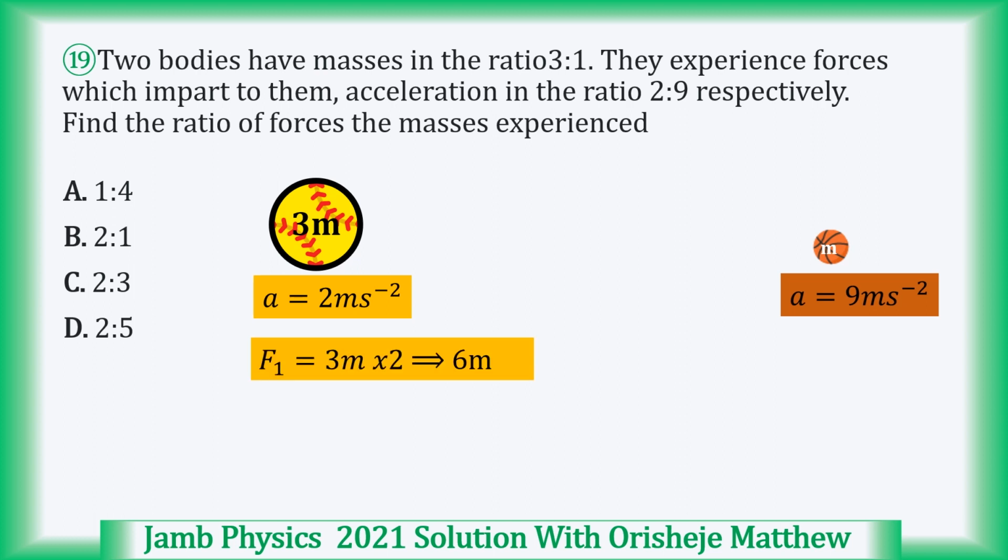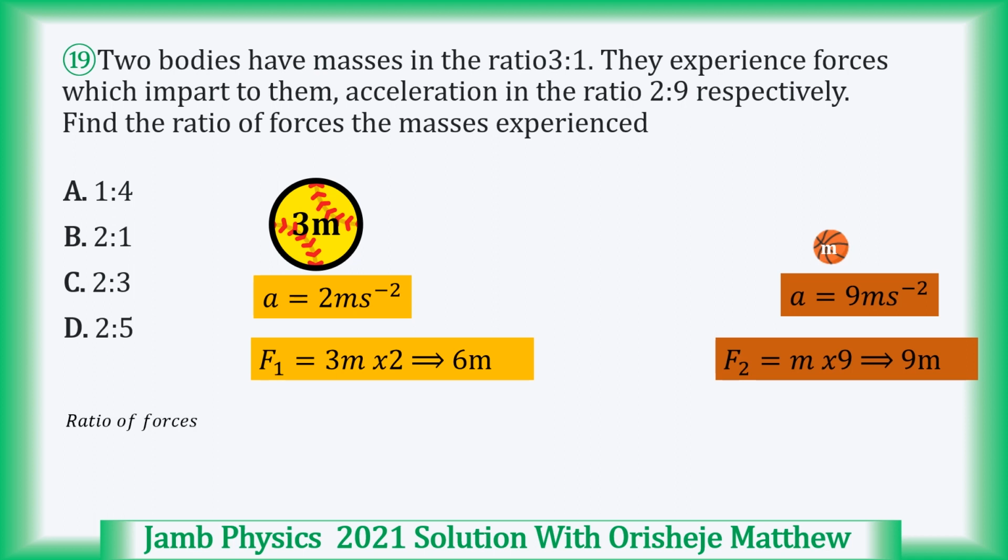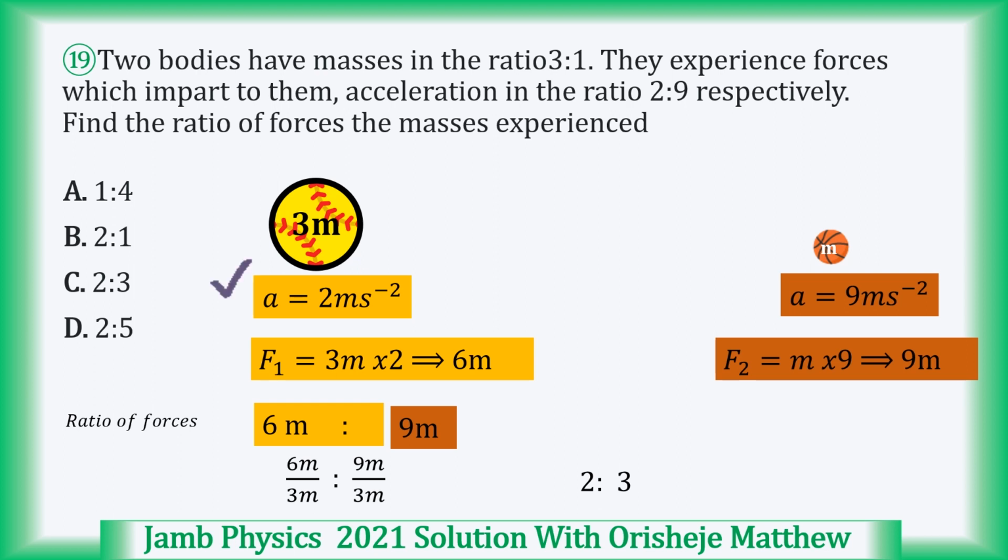To find the force, force is equal to mass times acceleration. So this one is going to be 6m. Then the force on the other one will be 9m. So find the ratio of the forces. You have the ratio 6:9. You divide by the lowest factor that can divide both of them: 3. So divide both sides by 3. That will give me 2:3. So the answer is C.